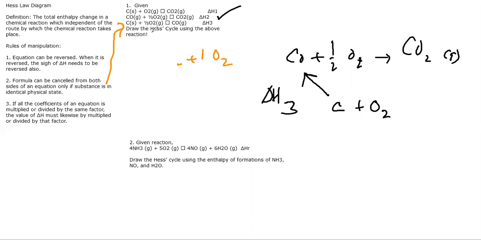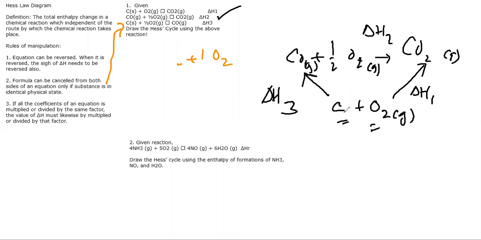All right. So because delta H3 is actually C plus half O2 to give CO. And then this way is actually delta H1. Delta H1 is C plus O2 to give CO2. So this is actually delta H1. How about this one? I have delta H2. So if I wish to complete, then I will complete this one.